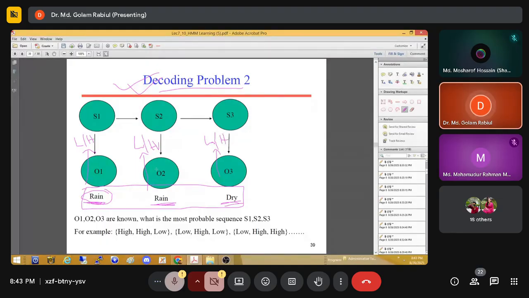So what are the possible combinations of these three? You can say 3 days. So we can see we have 3 days, but 2 options. So 2 to the power 3, 8 possible observations we can have.